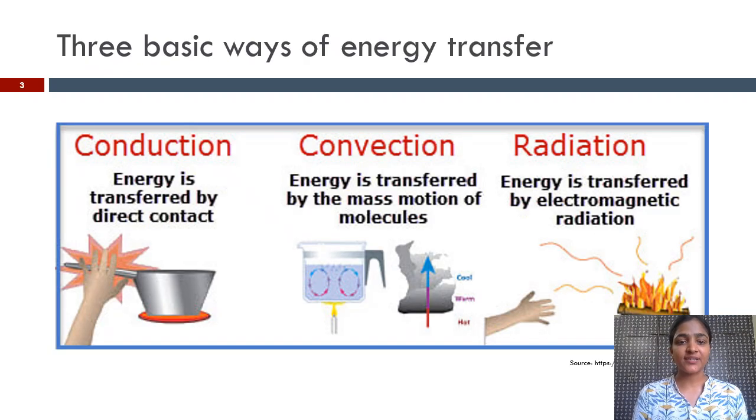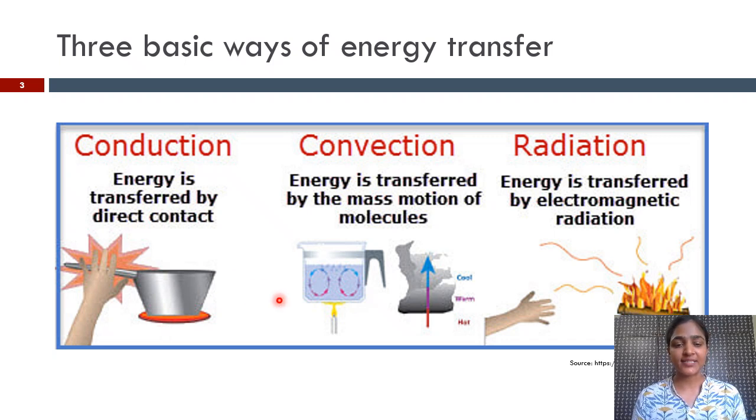So these are the three basic ways of energy transfer. In the first figure, we can see that when a pan is heated and we touch the handle of the pan, we can feel the heat directly. So this is the energy transfer by direct contact. This is called the conduction process.